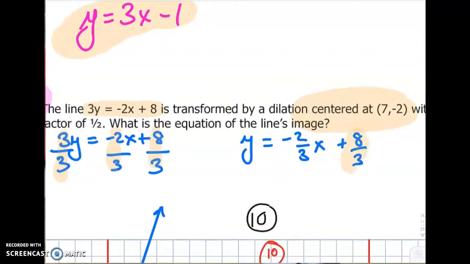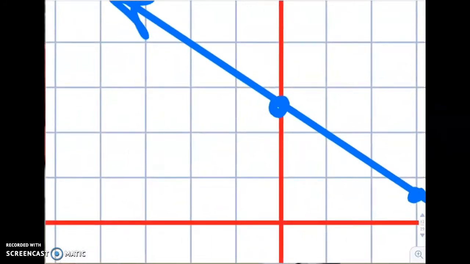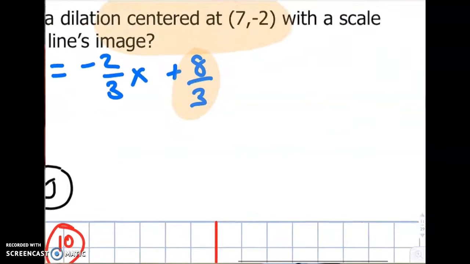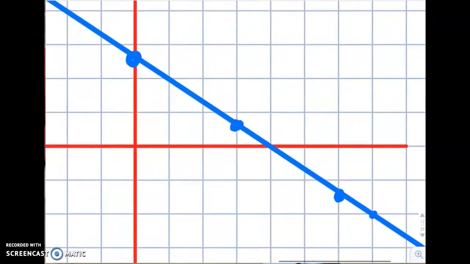The y-intercept is 8/3, which is 2 2/3. So I went up 2 2/3, which is kind of weird, right? Up 2 2/3. And then the slope was down 2 over 3. So when you do that, you end up with a line like this. Down 2 over 3, down 2 over 3.